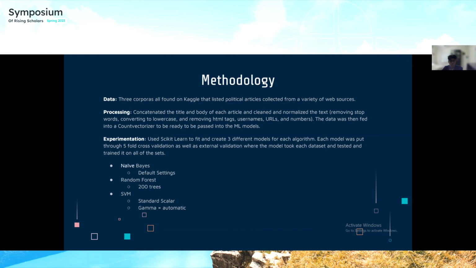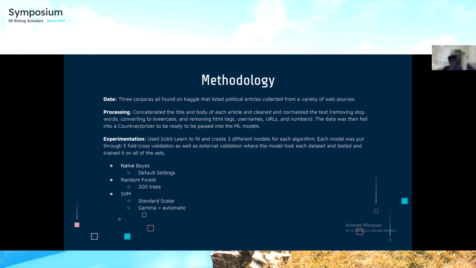Now let's look at the methodology. For our data, we found 3 corpora that were listed on the online source Kaggle and found 3 political articles that were scraped off a variety of web sources. In order to process, each data set essentially had a large list of article entries. And for each article entry, we concatenated the title and body of the article and put it into a process called cleaning and normalization.